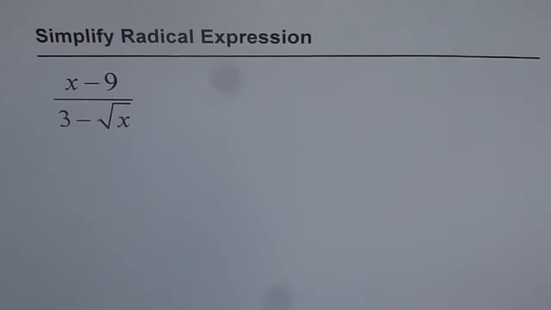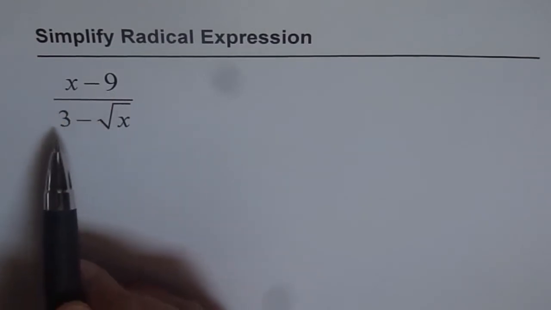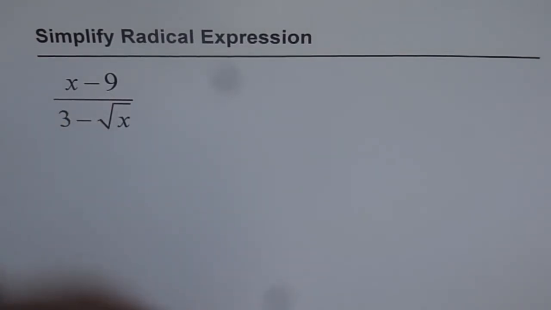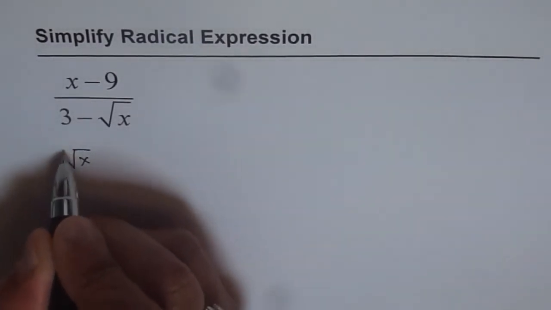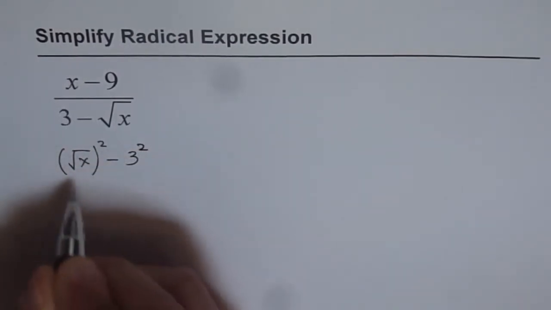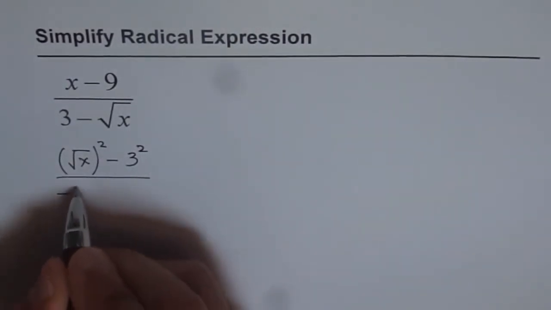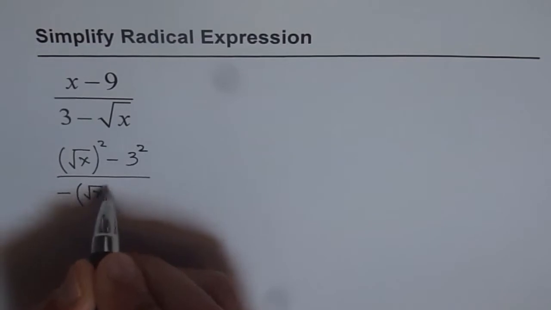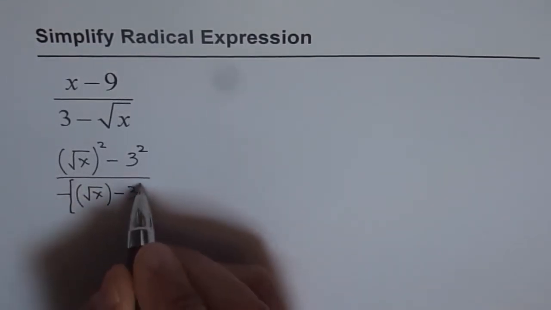Simplify radical expressions. Now these are a few expressions which are very special, and let's try to understand how to solve them. We have (x minus 9) divided by (3 minus square root of x). You can write the numerator as square root of x whole square minus 3 square, right? And in the denominator we'll take a factor of minus out, and we'll write this as square root of x minus 3, right? So that is what I did.